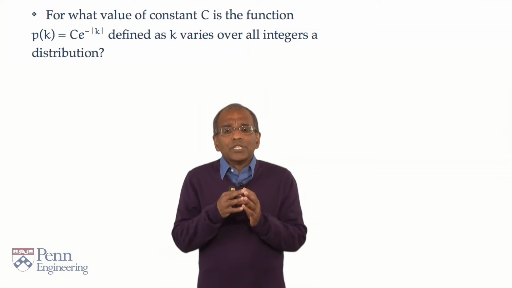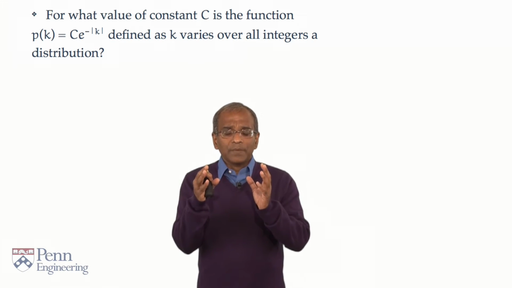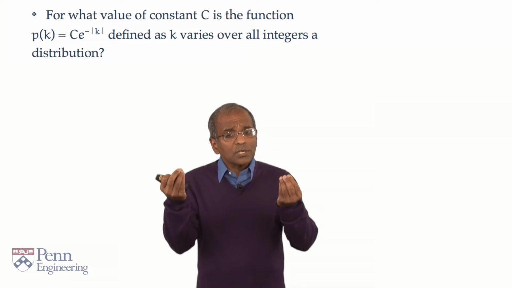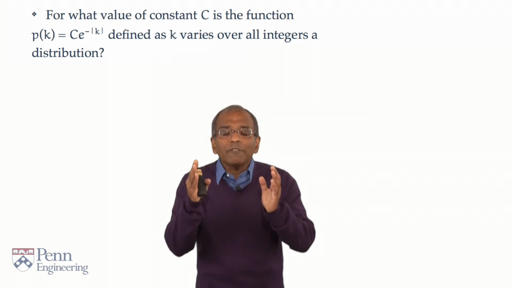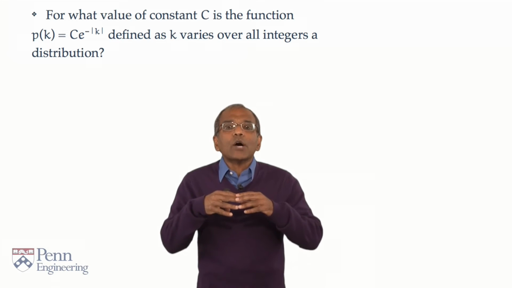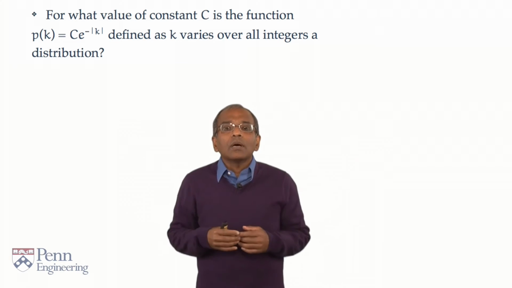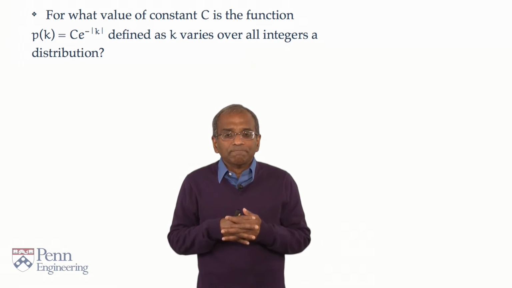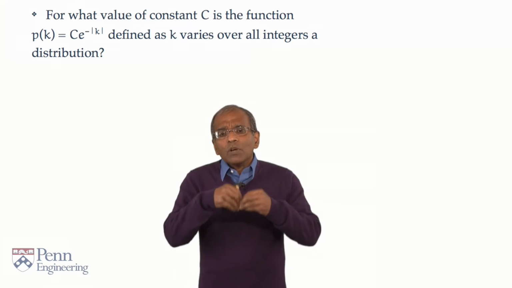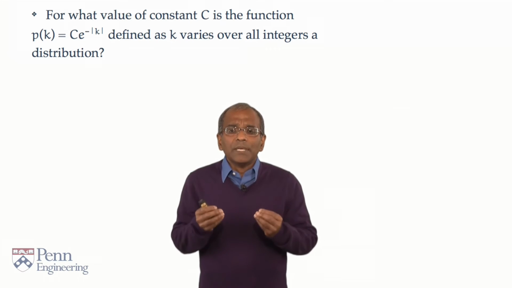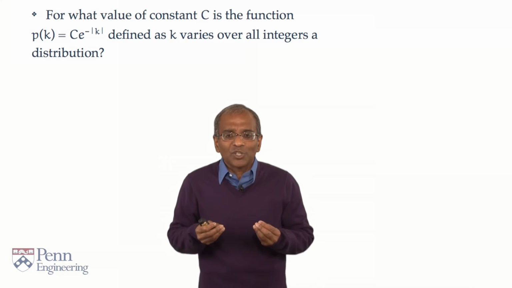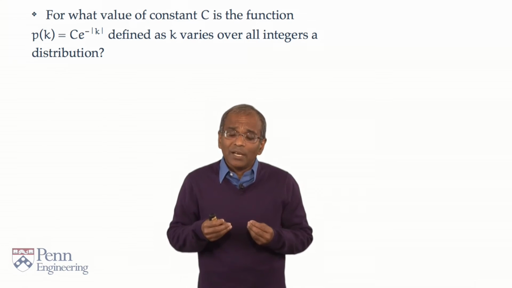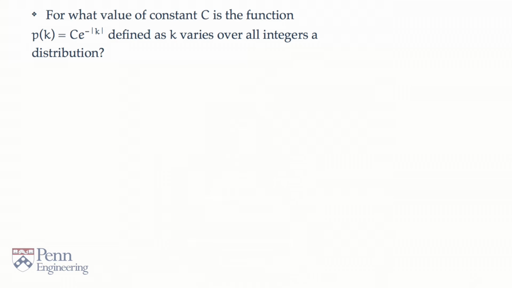This time, I'm going to give you a function, p of k, which is defined as some constant times e to the power minus the absolute value of k, and k is allowed to run over all integers, positive and negative. For what value of c would this be a bona fide distribution? Would this be an honest mass function? Again, pause the lecture while you try to work it out.